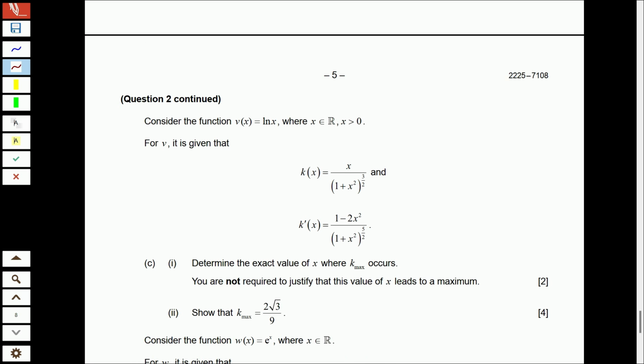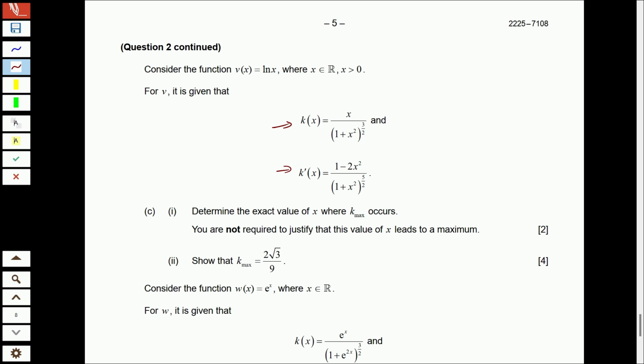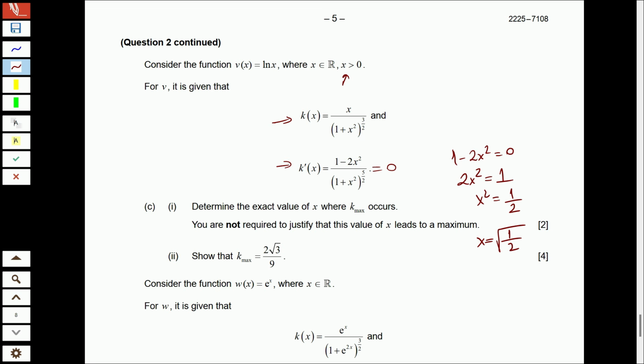Consider the function v(x) equals ln x. For v it is given that there is also a curvature function and a derivative of this. Determine the exact value of x where k-max occurs. So this is the same. We're going to find the equation where the derivative of k(x) is equal to 0. From here we can see that 1 minus 2x squared equals 0. 2x squared equals 1, right? x squared equals 1 over 2 and x equals square root of 1 over 2 because x is greater than 0, okay?